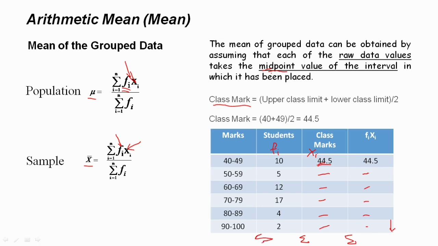Here you will get the summation of fi, and here you will get the summation of fi into xi. So find all these values. In this way, we can calculate the mean of grouped data.